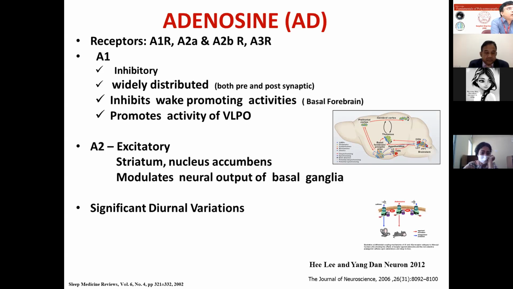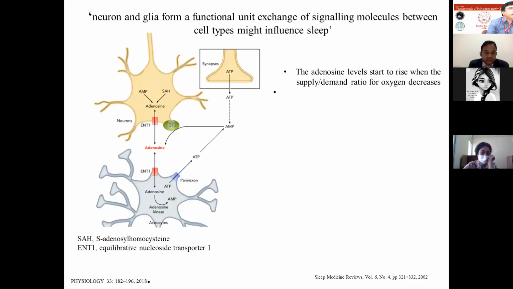Then A2 acts through an excitatory mechanism, on the striatum, nucleus accumbens, basal ganglia and many other areas. We'll try to understand how both A1 and A2 bring about sleep. Of course, like the cytokines, adenosine also shows diurnal variations. The source of adenosine is the interaction between neuron and glia.